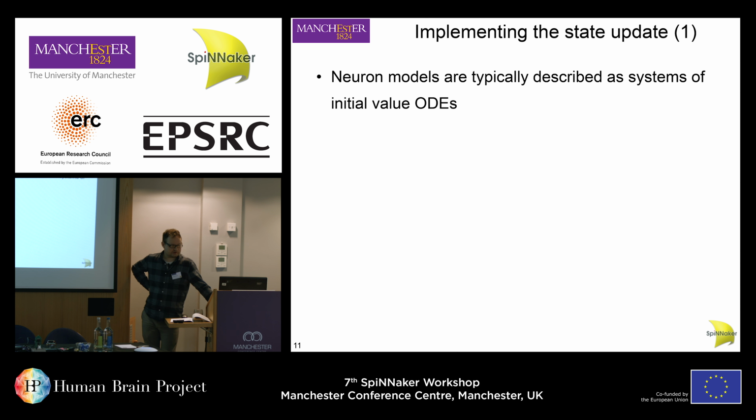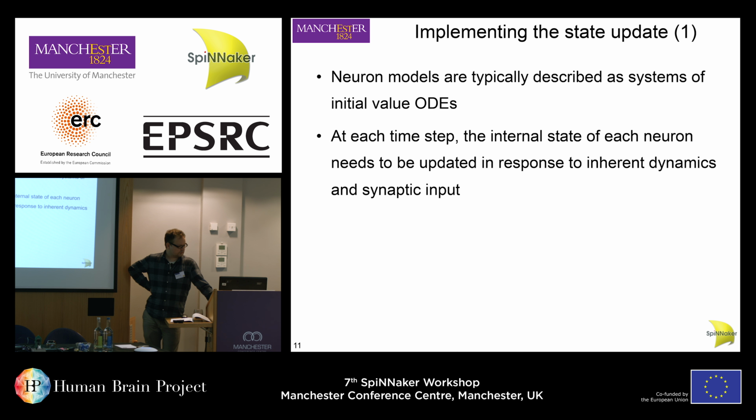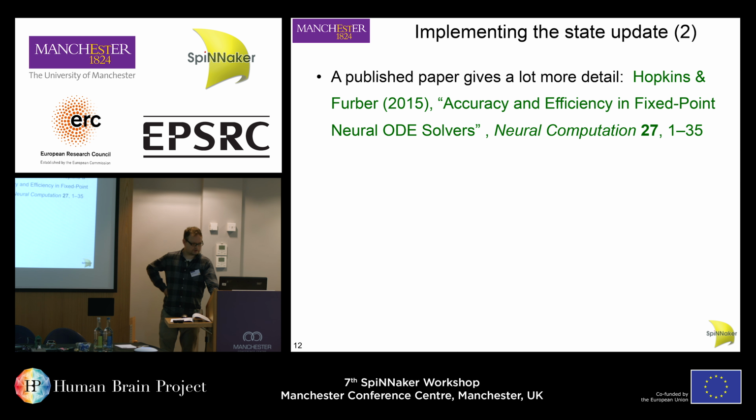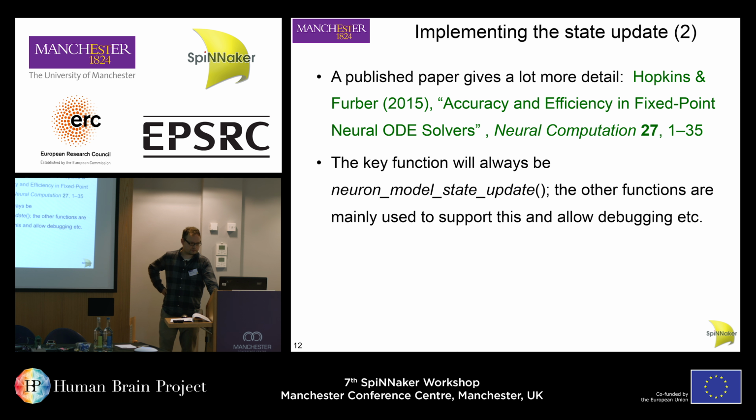So, how do you implement a state update? At each time step, the state of each neuron needs to be updated in response to any synaptic input and any inherent dynamics of the model. As Michael was talking about, there are many different ways that you can do it, and there will usually be a best approach in terms of accuracy and speed for each different model. I'm referring to Michael's paper again, which he mentioned before. The key function in the C code is always this neuron model state update function. The other functions are mainly used to support this and allow you to do debugging within the C code.